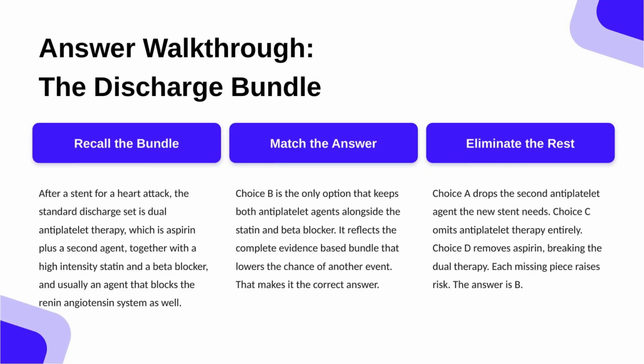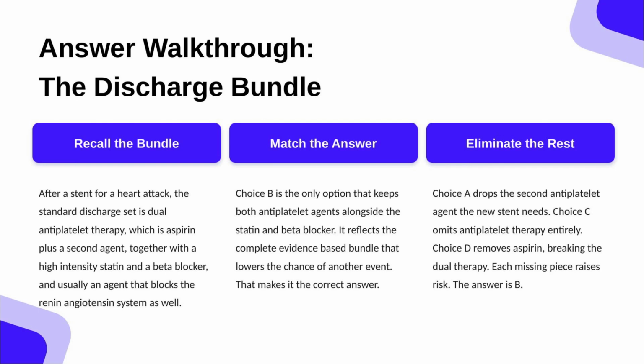Let us finish the discharge question. First, recall the bundle. After a stent for a heart attack, the standard discharge set is dual antiplatelet therapy, which is aspirin plus a second agent, together with a high-intensity statin and a beta blocker, and usually an agent that blocks the renin-angiotensin system as well. Second, match the answer. Choice B is the only option that keeps both antiplatelet agents alongside the statin and the beta blocker. It reflects the complete evidence-based bundle that lowers the chance of another event, which makes it correct.